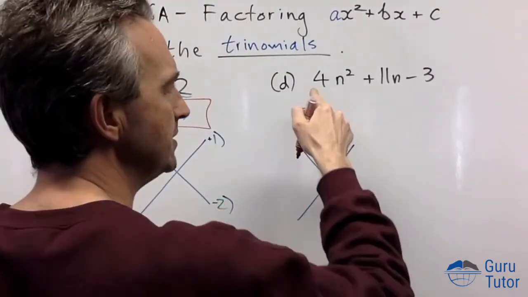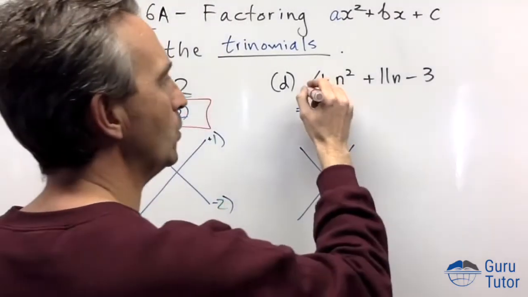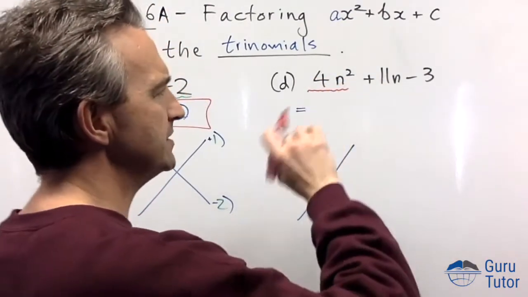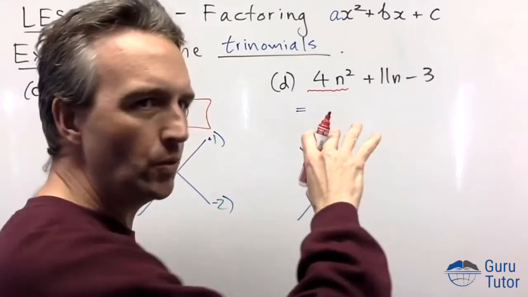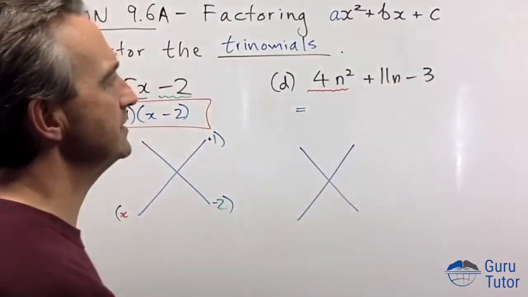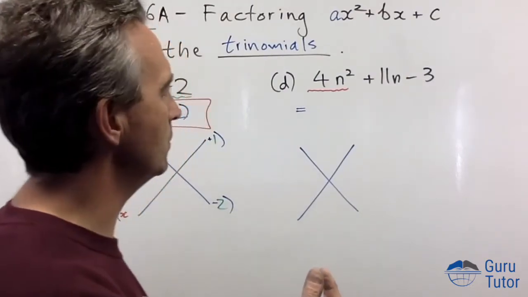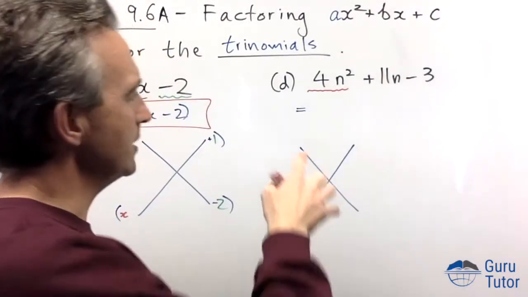So this time, you'll notice we don't have a prime number here. We've got 4n squared, and we're using n instead of x. No problem. What are the factors of 4n squared? Oh, wait a second. This is not as easy either. So you can do 2 and 2 and 1 and 4. So sometimes this might not be right.